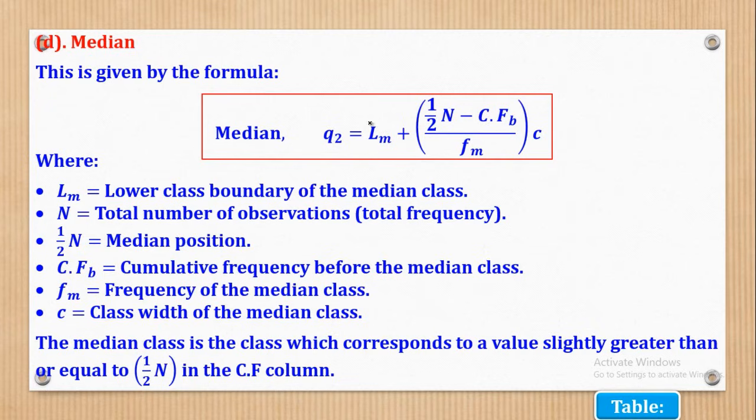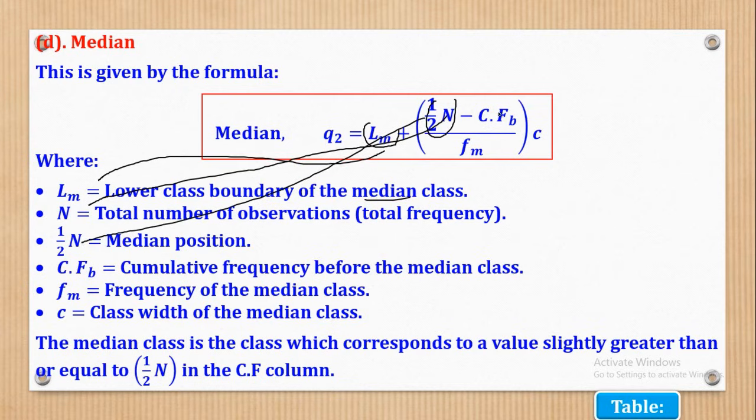Let's stick to them. LM to denote the lower class boundary of the median class. Then capital N to denote the total frequency. Then a half n, the whole of this half n would denote the median position. Then CFB to denote cumulative frequency before the median class. FM to denote frequency of the median class. Then small c to denote class width of the median class.